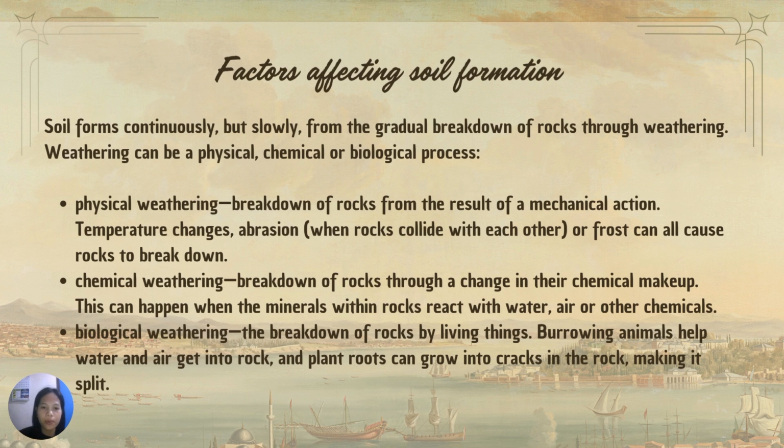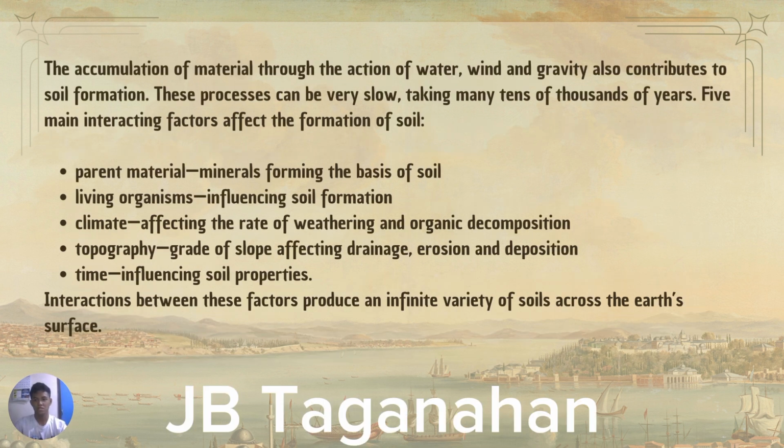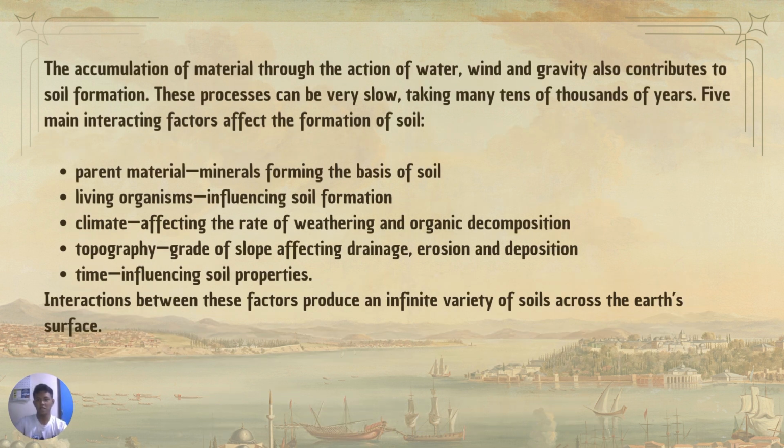Factors affecting soil formation. Soil forms through physical, chemical, and biological weathering processes, including mechanical breakdown, chemical reactions, and the actions of living organisms. These processes are essential for soil formation, which supports life on Earth. Soil formation is influenced by five main factors: parent material, living organisms, climate, topography, and time. These factors interact to create a diverse range of soil across the Earth's surface.